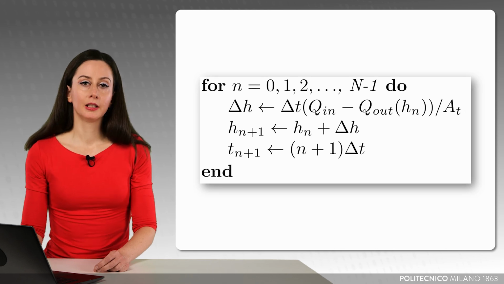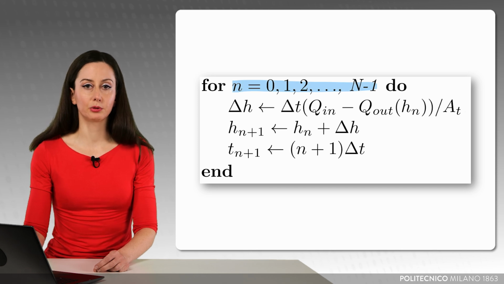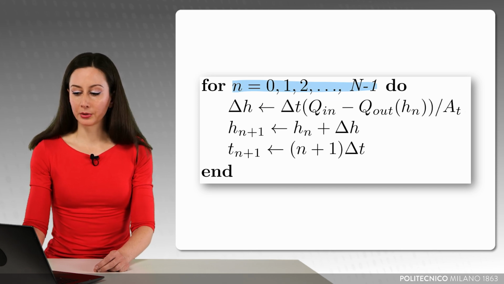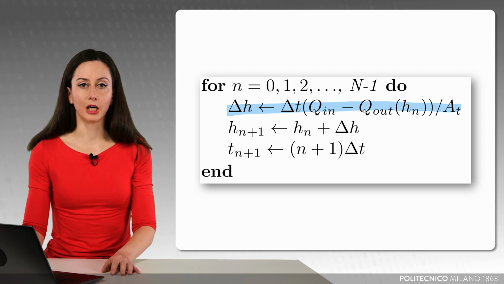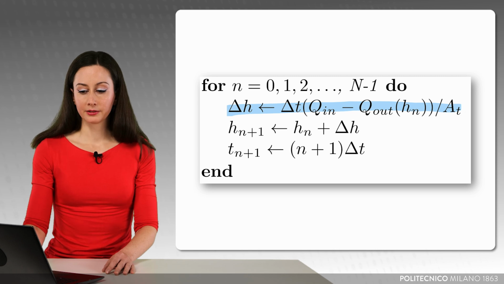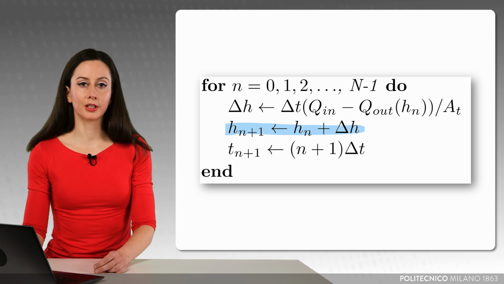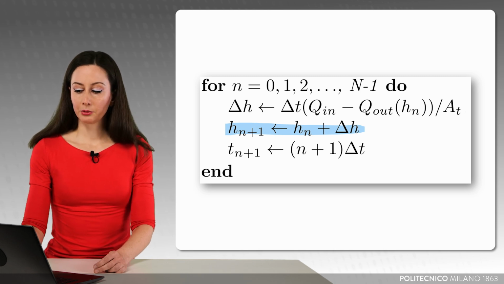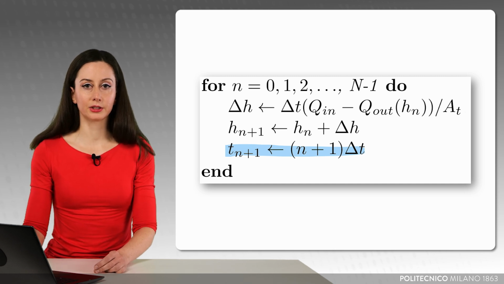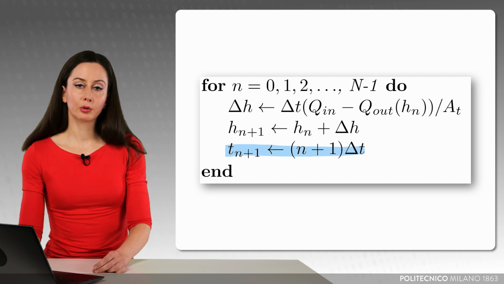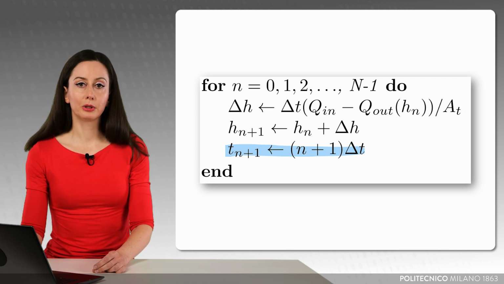And more precisely, they need to be repeated n times, where n is the number of time steps that we choose. And at each time step, we can compute the water level change in a time step based on inflow, outflow, time step, and area. Then we can add this delta to the old water level Hn, obtaining Hn plus 1. And we can also compute the corresponding time. And repeat these steps until the end of the simulation. So we will need a computer code to perform these steps automatically, and in the next videos we will learn how to write it.